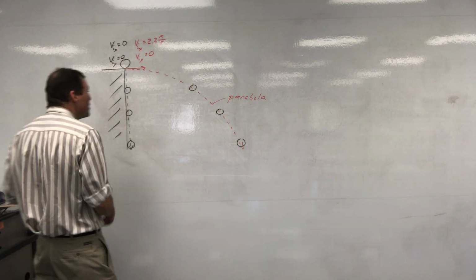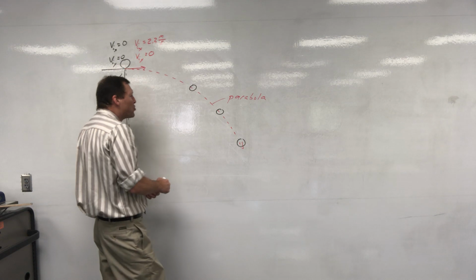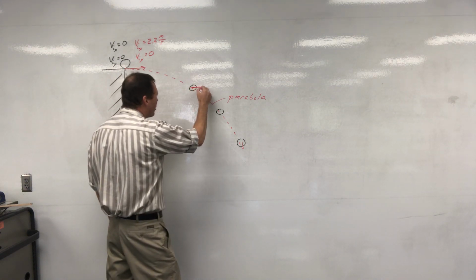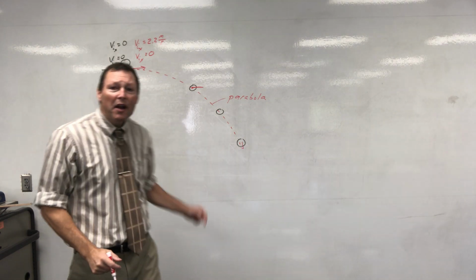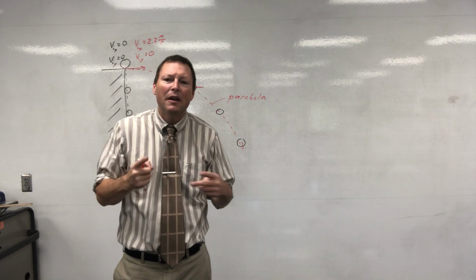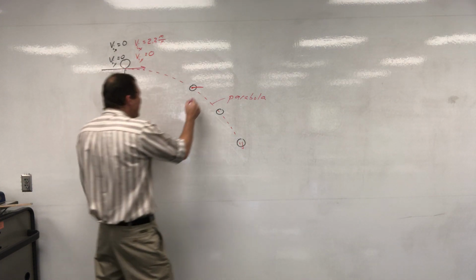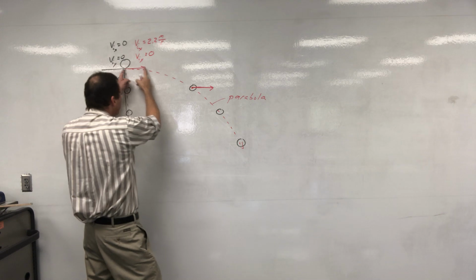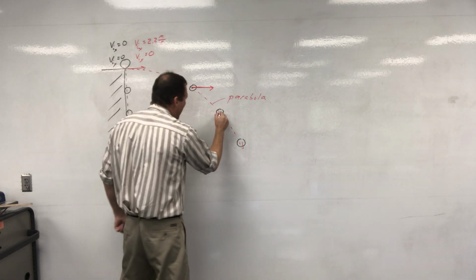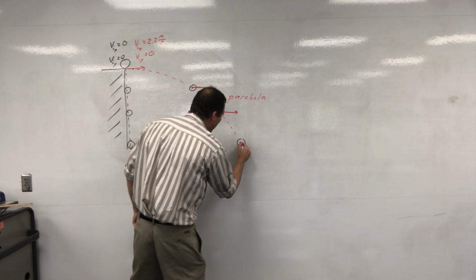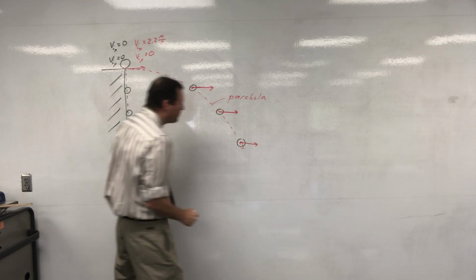Now, my question is, how long should I draw the horizontal arrow for the ball when it's at this position? Should it be longer than that arrow? Should it be shorter? Should it be the same size? Turns out, it's going to be the same size. So I'm going to try to draw a horizontal arrow the same size. And then I'm going to do it again, and again.